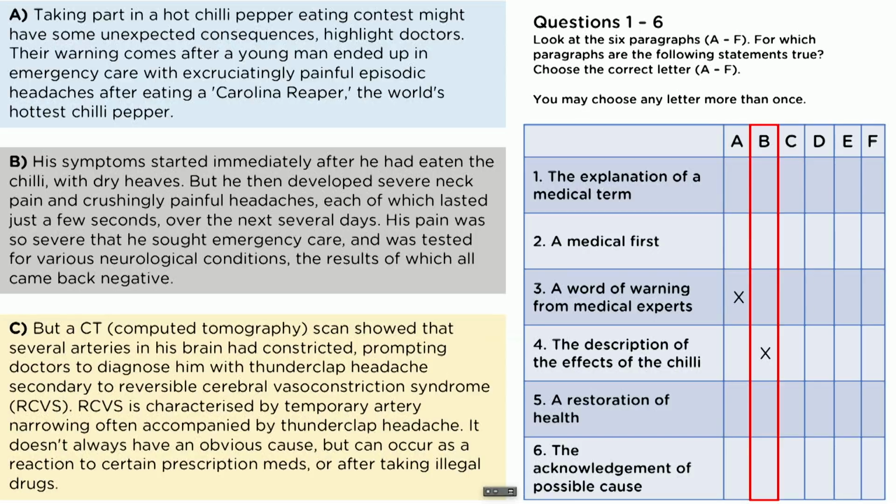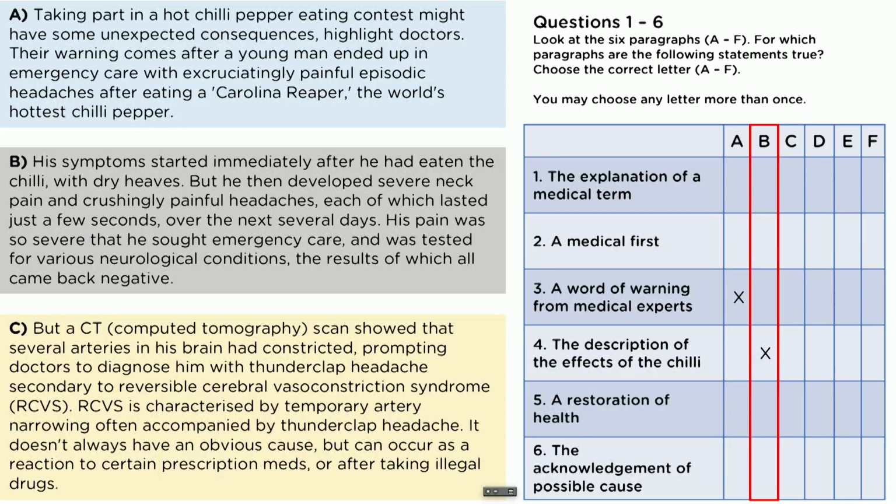Next one, let's look at B. His symptoms started immediately after he had eaten a chili with dry heaves, but he then developed severe neck pain and crushingly painful headaches, each of which lasted just a few seconds over the next several days. His pain was so severe that he sought emergency care and was tested for various neurological conditions, the results of which all came back negative. The description of the effects of the chili, right? In other words, the symptoms. So paragraph B connects with number 4, so 4B.